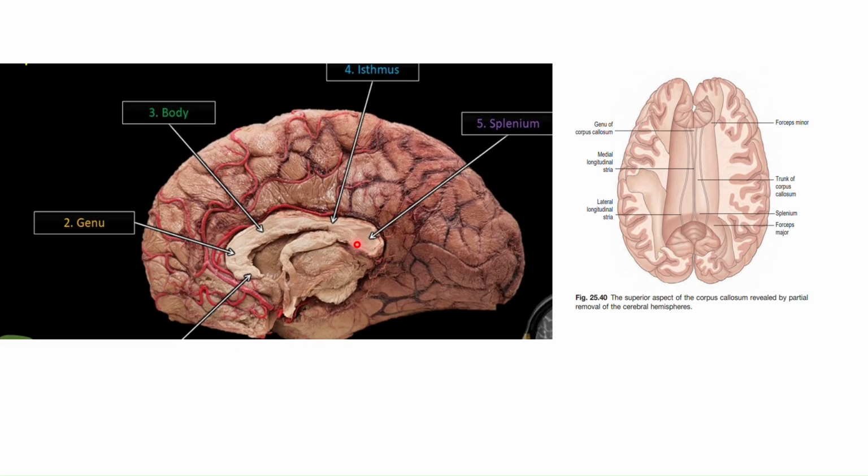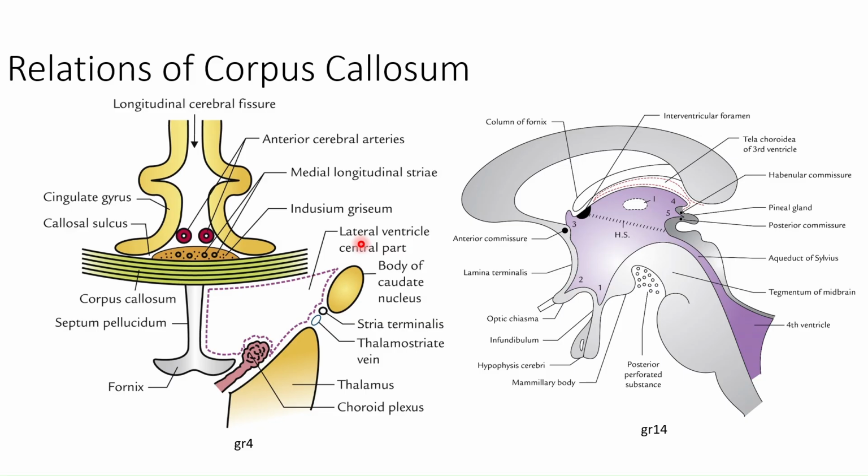Now the most important thing you see is in relation to this splenium, you may get to see a few things. This is the part of the splenium, and the splenium is related to the pineal gland, and the pineal gland has one stalk.